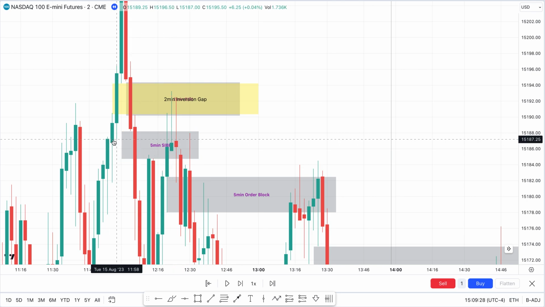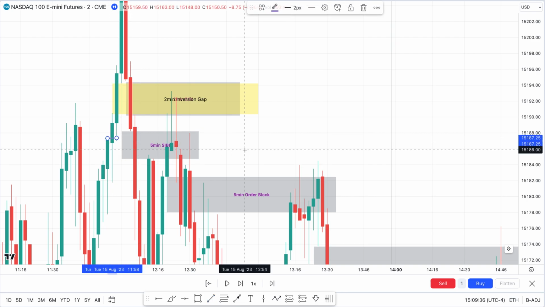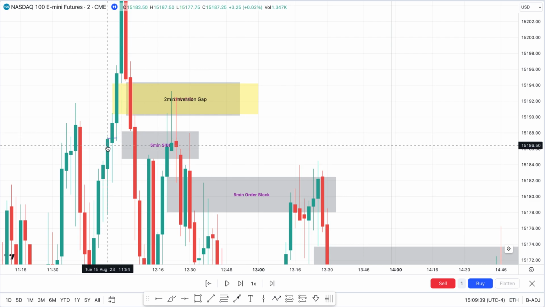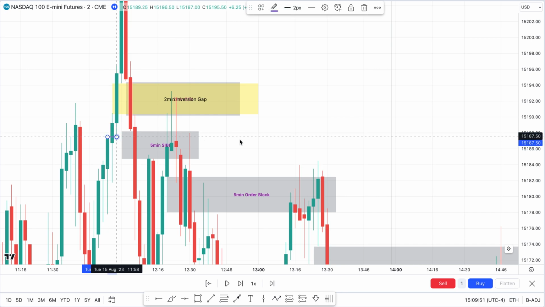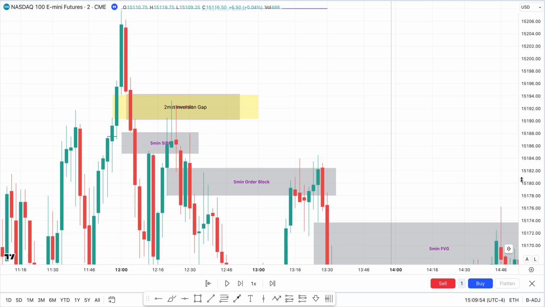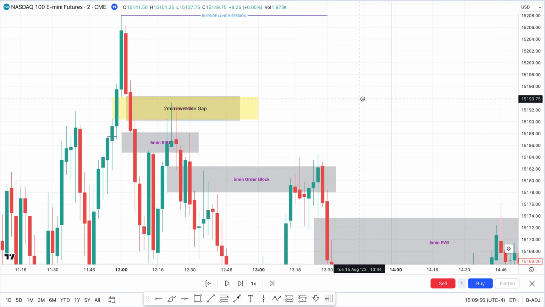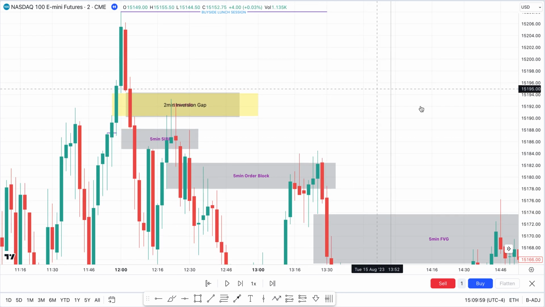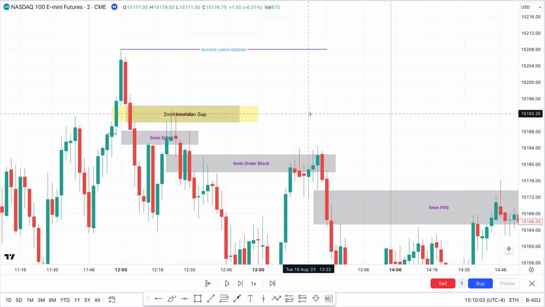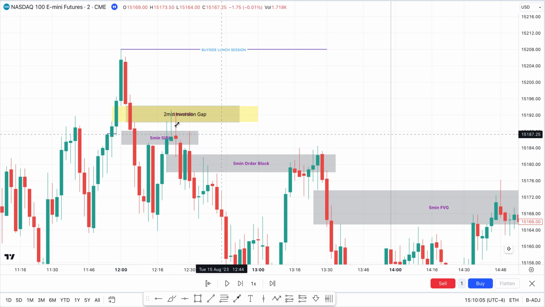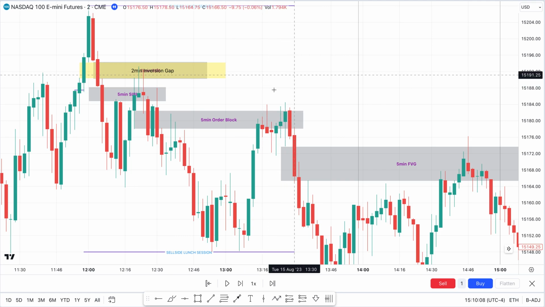And I'll show you this. That high and that low are almost exactly equal. This high comes in at 15,187.5. This low comes in at 15,187. Just make sure it's the actual high on the high and on the low, on the same line. So that's a 2 minute inversion gap. Goes into the inversion gap, plummets down. And it never revisits this area.